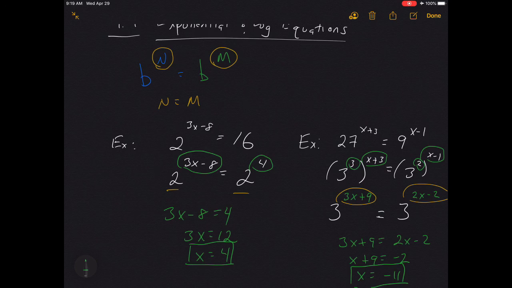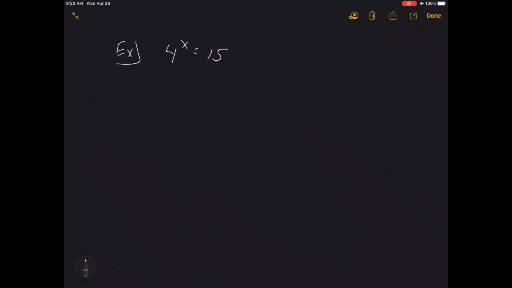It's a little bit more difficult to do there because we're going to end up with negative exponents. But that is how you solve those particular equations. Okay, so now let's say that we have something that looks like this example. 4 to the x power equals 15.